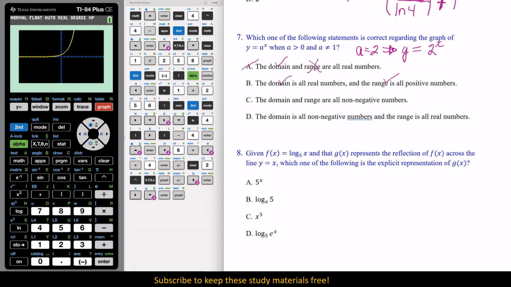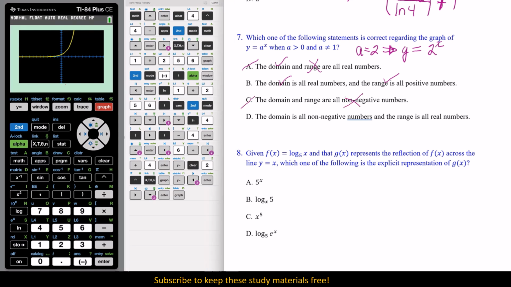C, the domain and range are all non-negative numbers. The domain is on the negative side or the left side of the y-axis. See, so it has to be some negative numbers. So we've already agreed that it's all real numbers. It can't be one or the other. It has to be negative and positive. So I'm going to have to disagree with all of that statement.